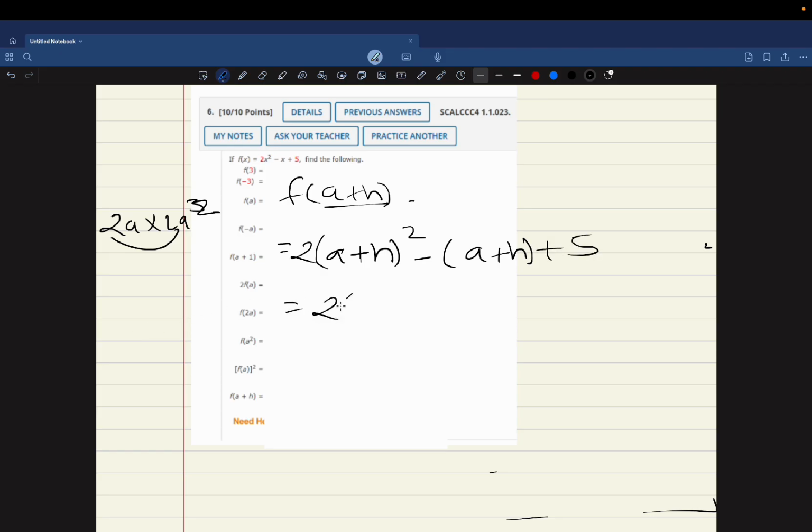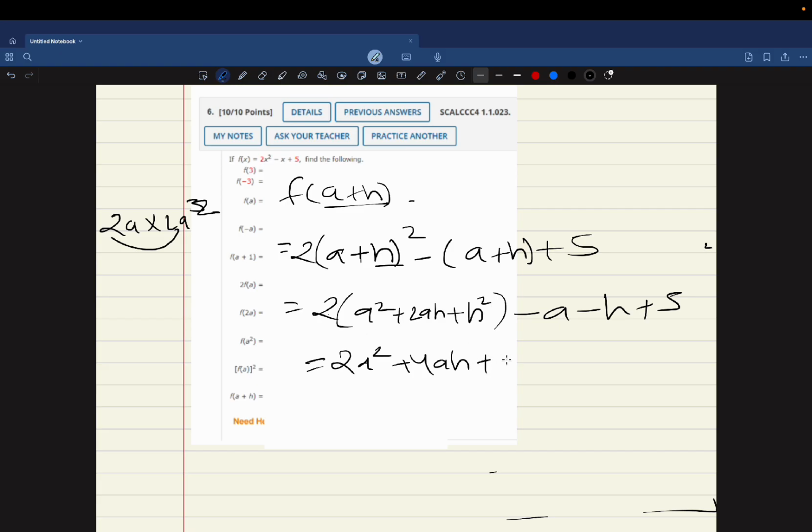Okay, so now again, this will be a square plus 2ab plus b square. So in this case it is h, so it will be a square plus 2ah plus h square. Okay, and then minus a, and then minus times plus will be minus, which is negative h, and then plus 5. Okay, so now let's open it. So 2 times a square will be 2a square, and then plus 2 times 2 will be 4ah, and then plus 2 times h square will be 2h square, minus a minus h plus 5.